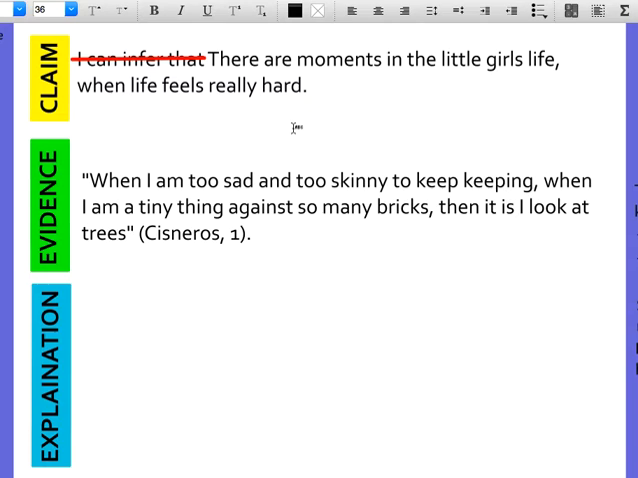So I'm now going to take my evidence and write it just below my claim. I know that you've already written your evidence down, but I'm going to ask you to write it down again just underneath your claim statement. Remember that you need to have the author's last name and the page number just after your textual evidence. So let's get to the hard part.